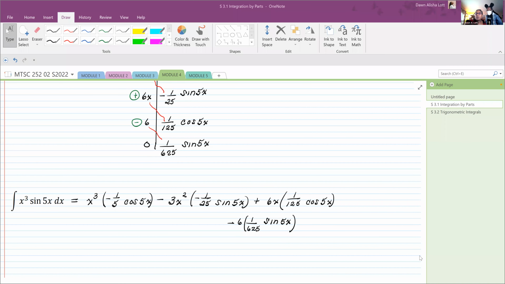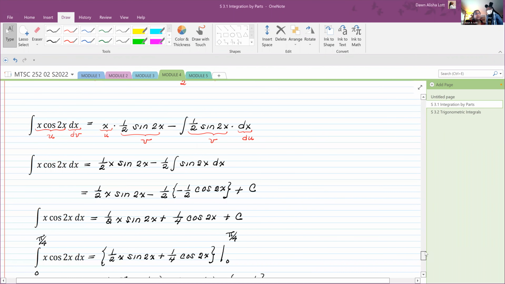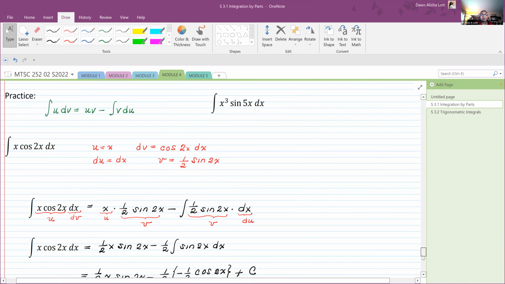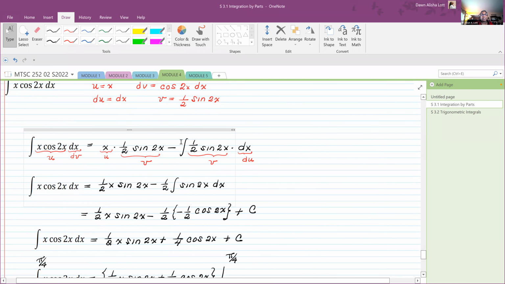The last 2 problems are as follows. So we have x cosine 2x. We found x is u, this is dv. Then we found v as 1/2 sine 2x. And we put everything in, u dv equals uv minus integral of v du. We simplified everything. We had to integrate this last integral. And we got a final answer.